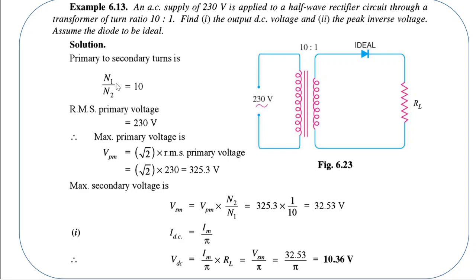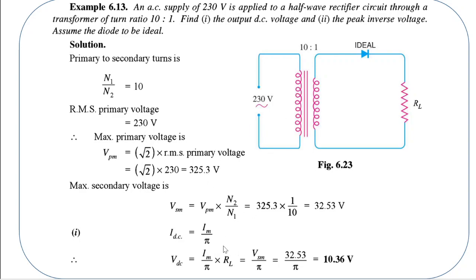So you know the turn ratio, you know the maximum primary voltage. Now you can calculate the maximum secondary voltage. As I said, primary voltage divided by secondary voltage equal to primary turns divided by secondary turns. So when you rearrange the terms, you get the secondary maximum equal to primary maximum multiplied by N2 by N1. Plug in the values, you get the secondary maximum equal to 32.53 volts. Secondary maximum means this is the input AC voltage into your rectifier circuit.